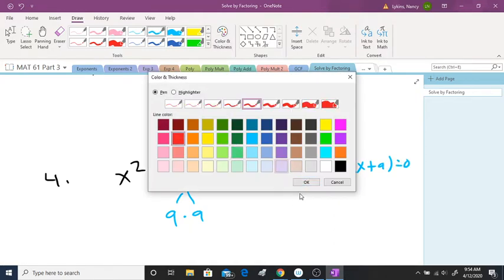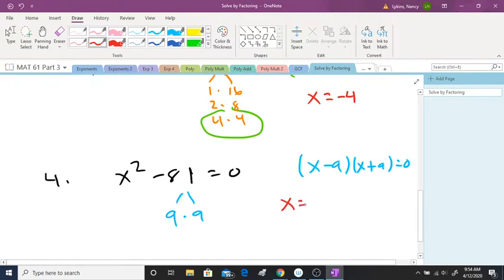So x is, the first one, that would be a 9. Second one would be a negative 9 to give you 0, because 9 minus 9 is 0. Negative 9 plus 9 is 0. This can also be written as plus or minus 9 as well. You may see this as well, plus or minus 9.